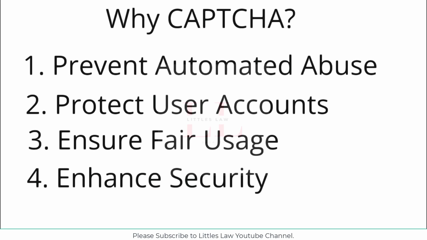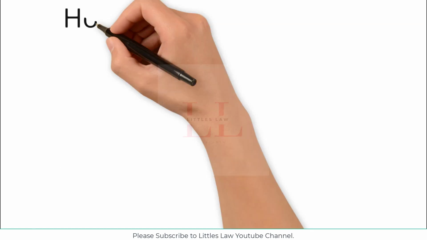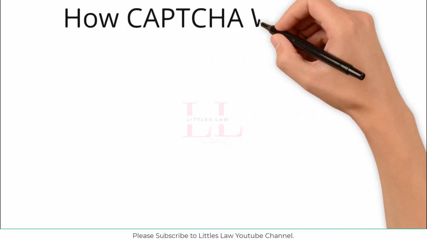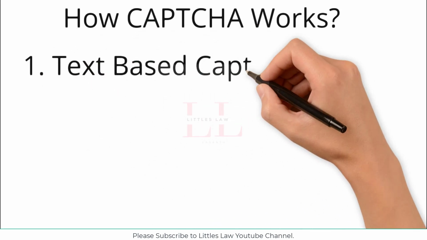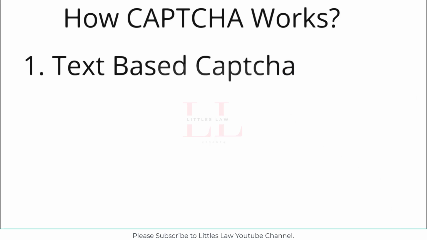And now let's move to the next part. Now we'll see how CAPTCHA works, or what types of CAPTCHA we have. CAPTCHA is designed to tell humans and bots apart by presenting challenges that are easy for people but hard for automated programs. So here is how those different types of CAPTCHAs work.